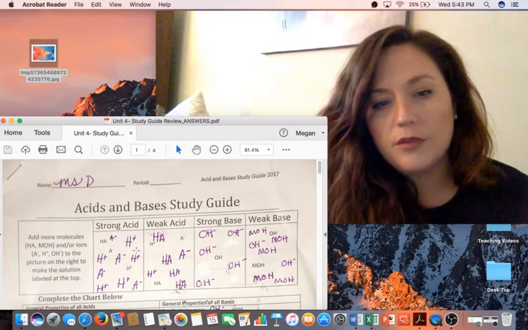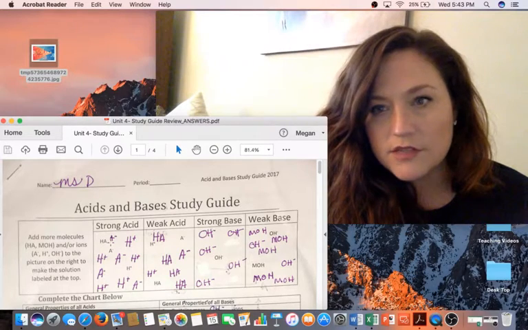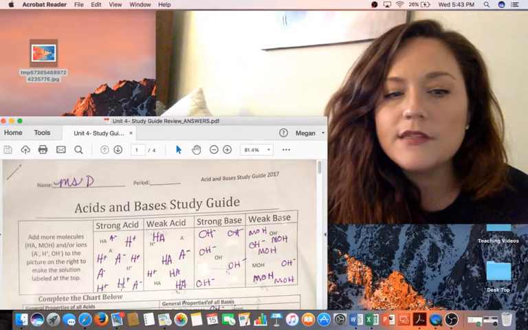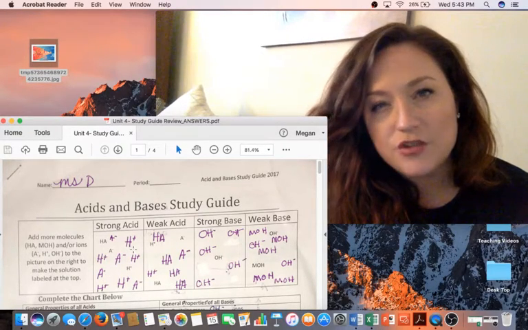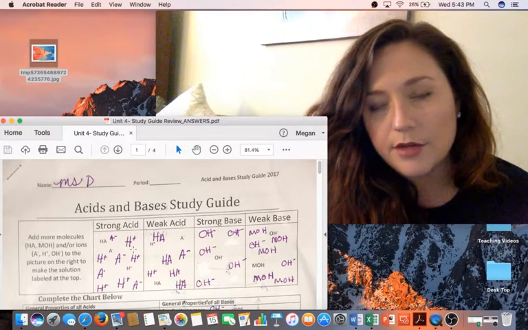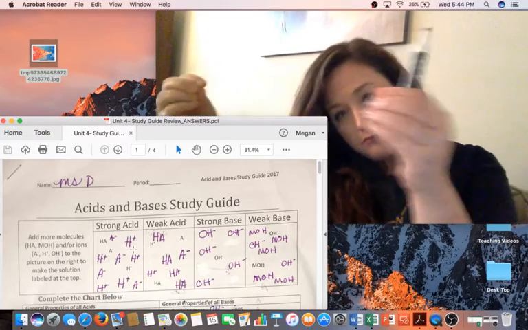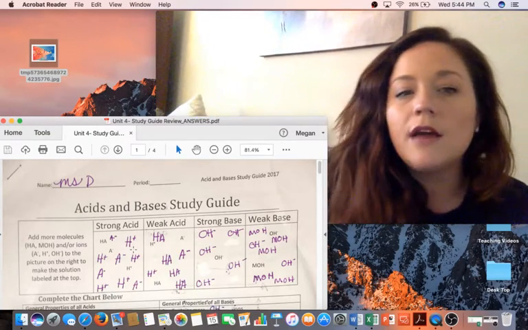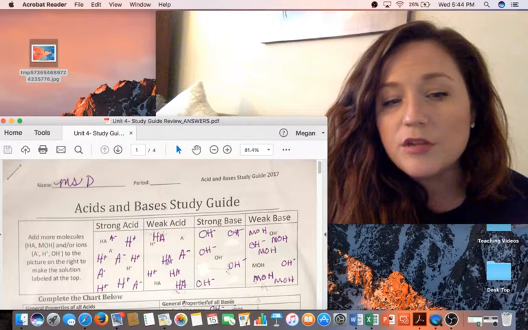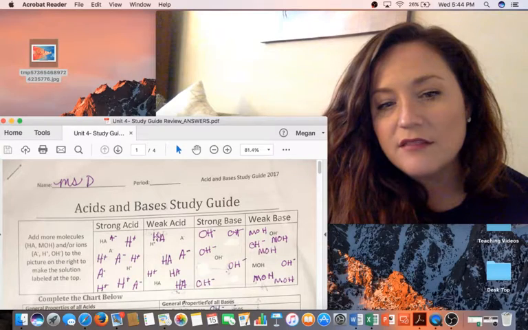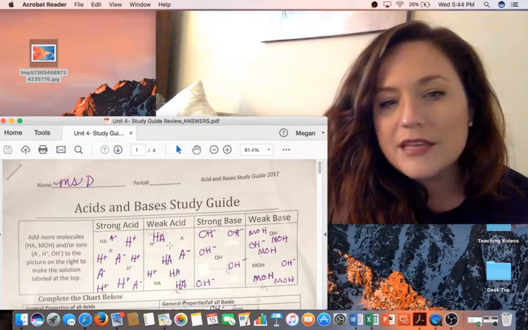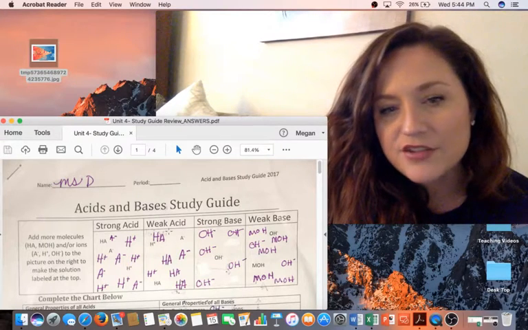You'll notice that with my first section here, the strong acids, all of them are separated. That is because it's strong. Strong always has a high number of separated, pulled apart, dissociated, ionized elements. Then you would notice in the weak acid that some of my hydrogen are still attached to the other elements. So it's weak, but it still has hydrogen.